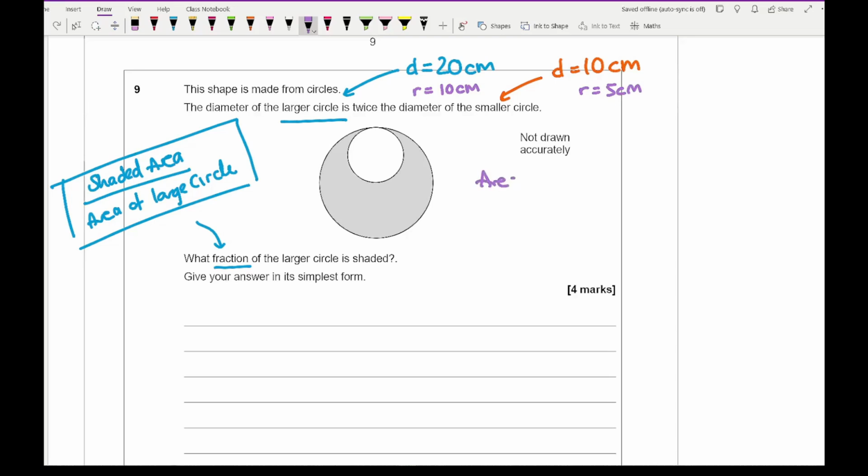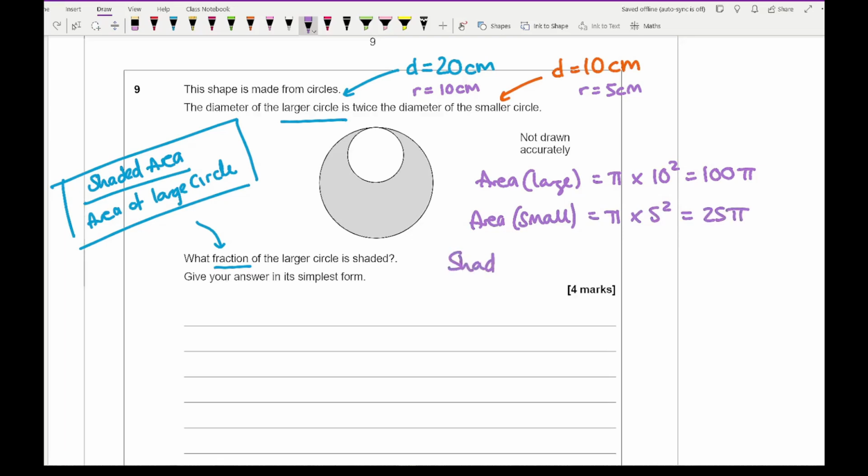Now the area of the large circle is going to be pi times the radius squared, which is 10 squared, which is 100 pi. Now the area of the small circle is going to be pi times 5 squared, which is 25 pi. So that means that the shaded area is going to be 100 pi minus 25 pi, which equals 75 pi, because the shaded area is always the big shape take away the smaller one.